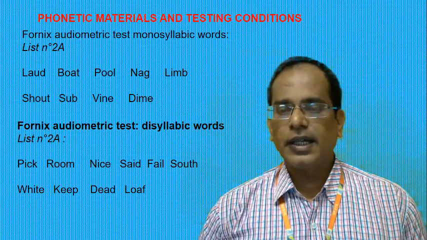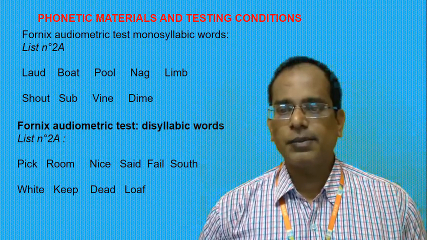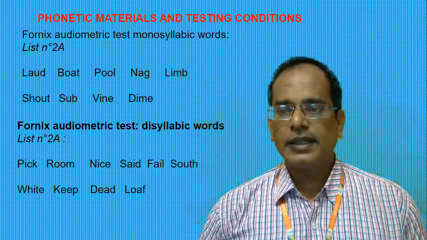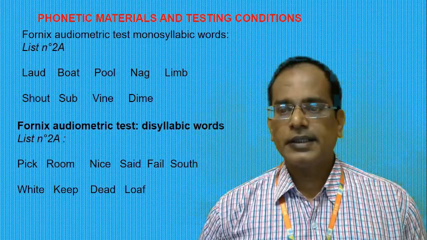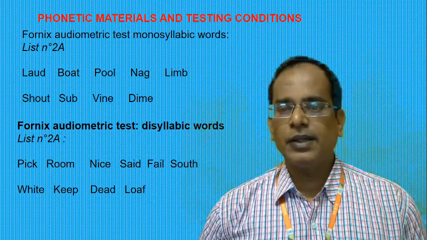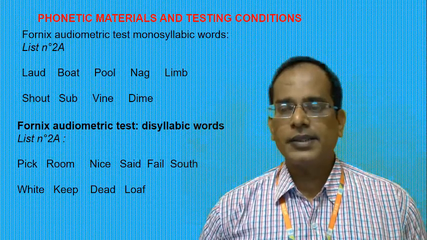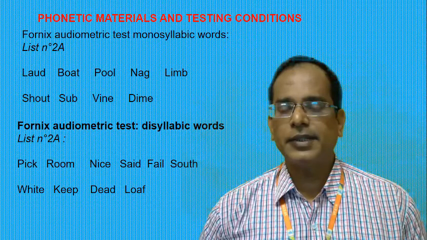Example: loud, L-A-U-D. In this word only one syllable is present. Boat, one syllable. Pool, nag, limp, shout, sub, whine, dime. They tell many words in which only one syllable is present. In this way they identify speech intelligibility.